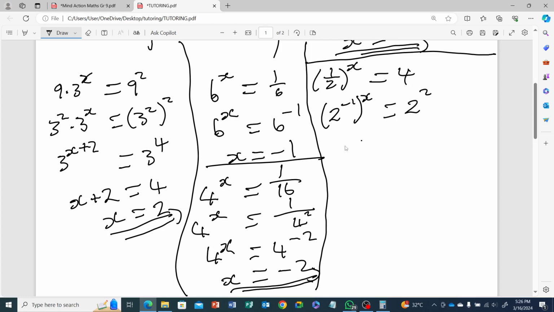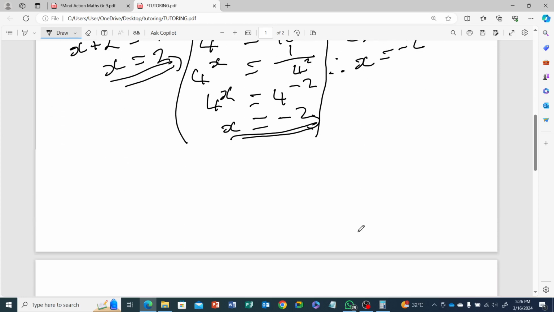Now this looks familiar. You multiply the exponents together, you are going to have 2 exponent minus x, which is equal to 2 exponent 2. So negative x is the same as 2 because we dropped the bases. Now, therefore, if you divide by negative 1 on both sides, you get x is equal to minus 2 because we are looking for x, not negative x. Now, can you guys see the similarity there?